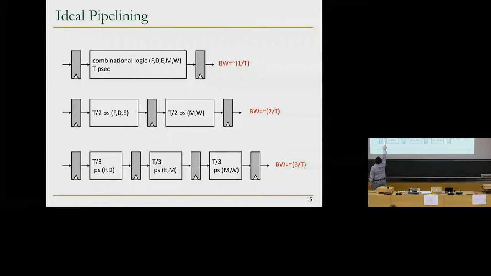So above, we have the case of the single cycle instruction. We again have this combinational logic. So we fetch, we decode, we execute, we have memory access, we have write back, and that takes some amount of time to complete. And then you can calculate the bandwidth about how fast we can go. And in the ideal case, there are five operations, and we'll say, you know what? This FDE magically takes half the time it takes doing all the five operations, and these two magically take exactly half the amount of time.